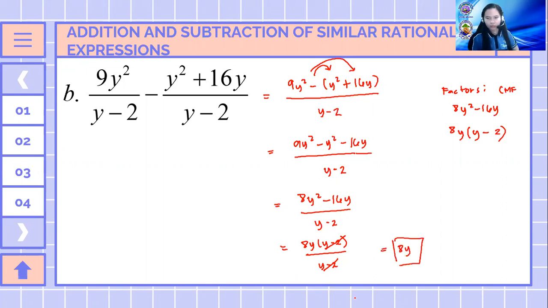Therefore, the difference of these two rational expressions is equal to 8y. Do you have any questions? So be careful with the signs. You have to distribute first the negative sign before you proceed with the factoring and simplifying the rational expressions.